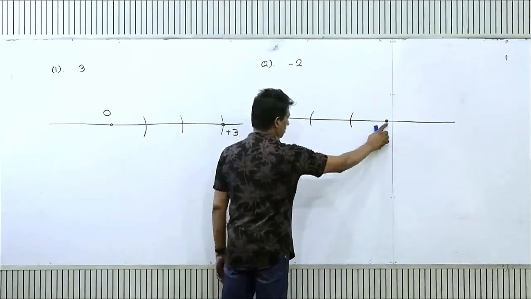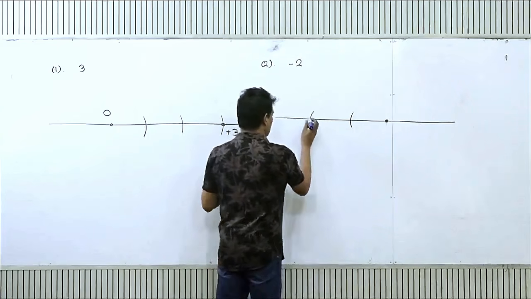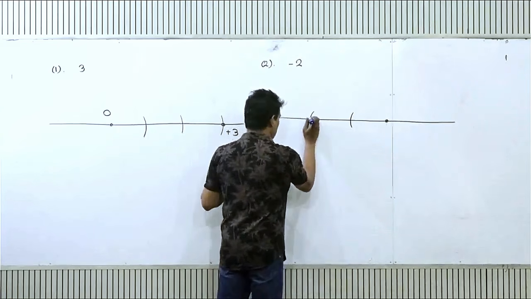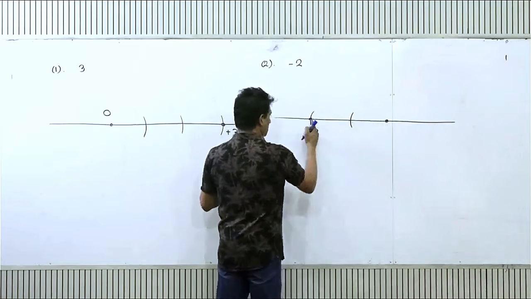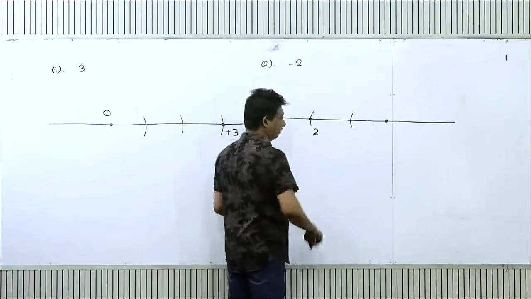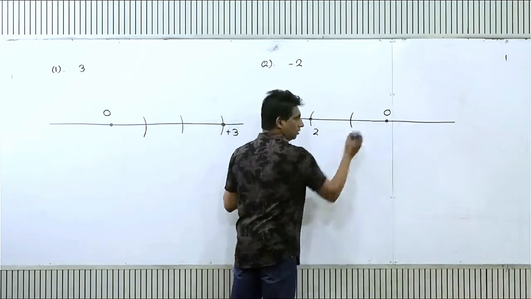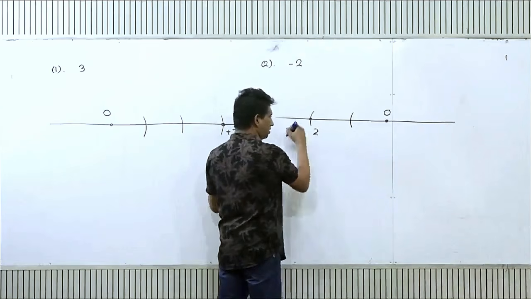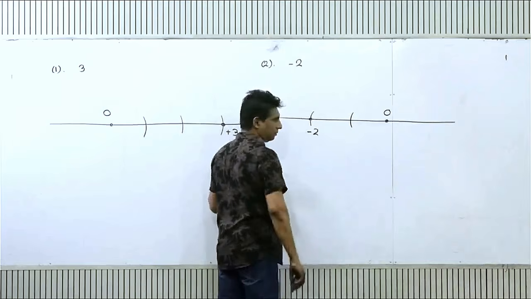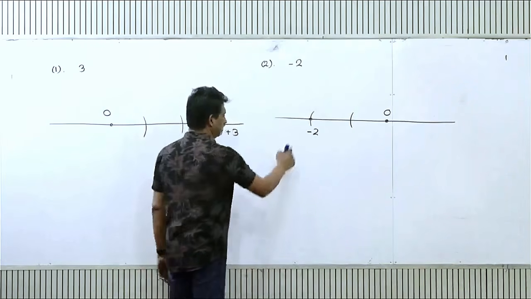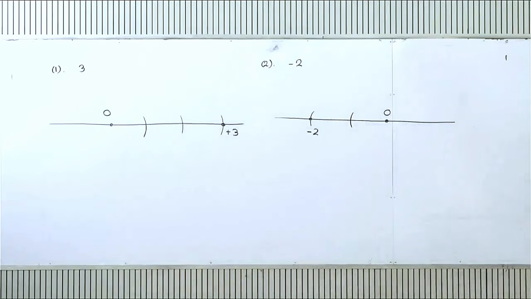Then what is the distance from this point to this point? It is 2, no? Then the magnitude of this point is 2. If this distance is unit 2, then the magnitude of this number is 2. As this point is on the left hand side of this straight line, its sign is minus. Then -2 we have represented here.